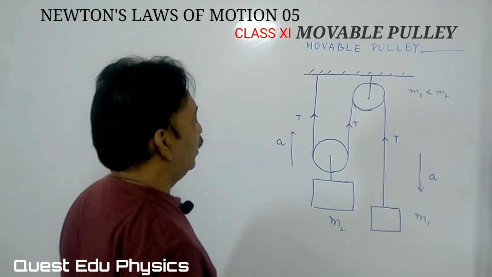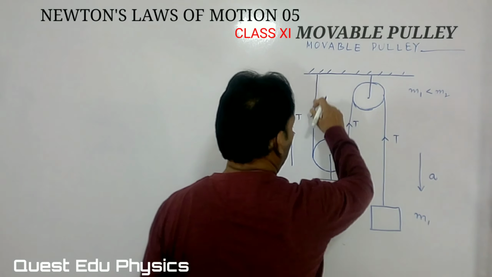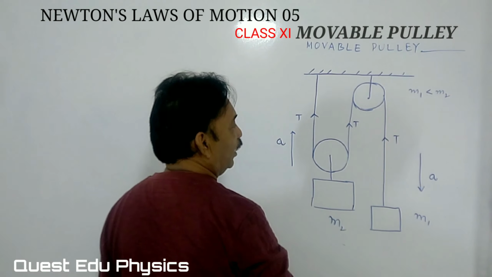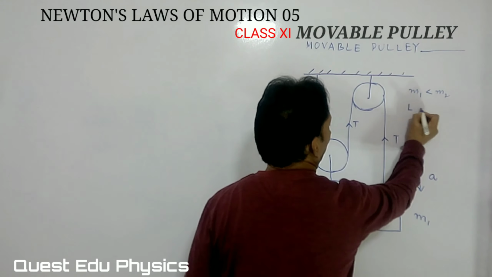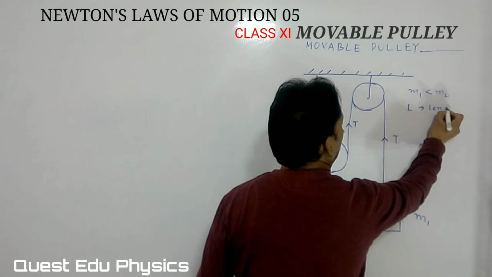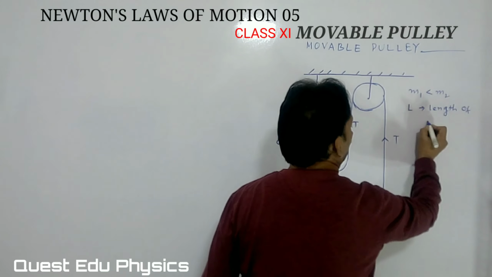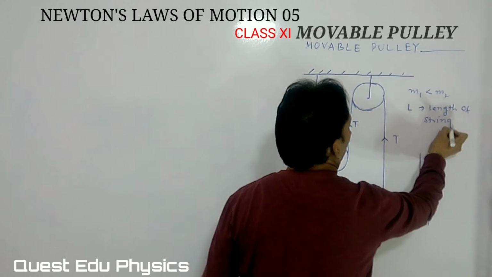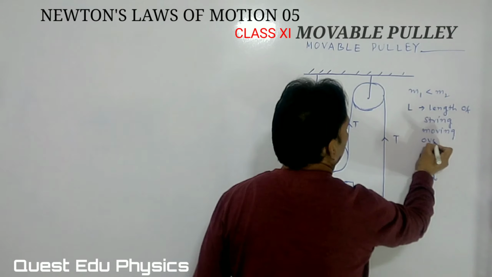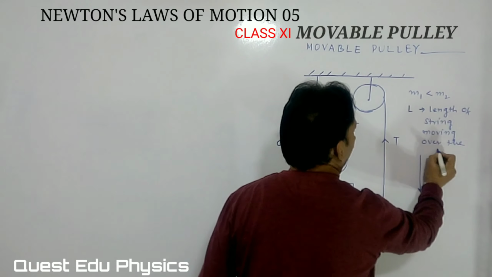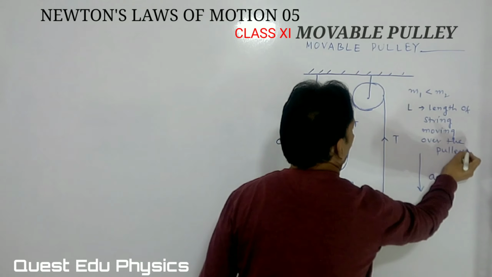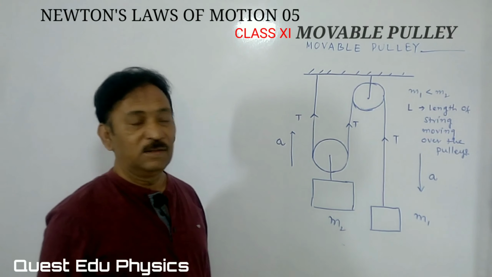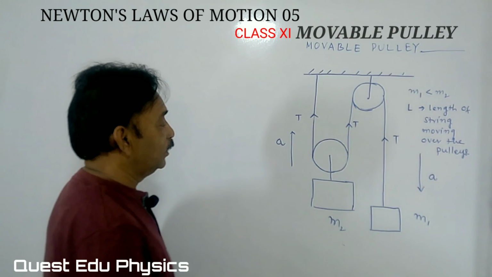Okay students, let's say the length of the string which is attached over the pulley is equal to L. The total length, I am taking it as L. L is the length of the string moving over the pulleys.